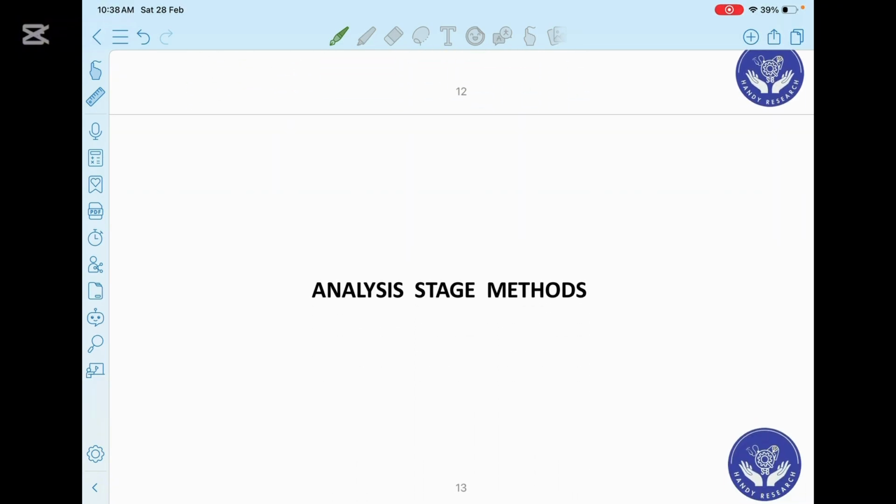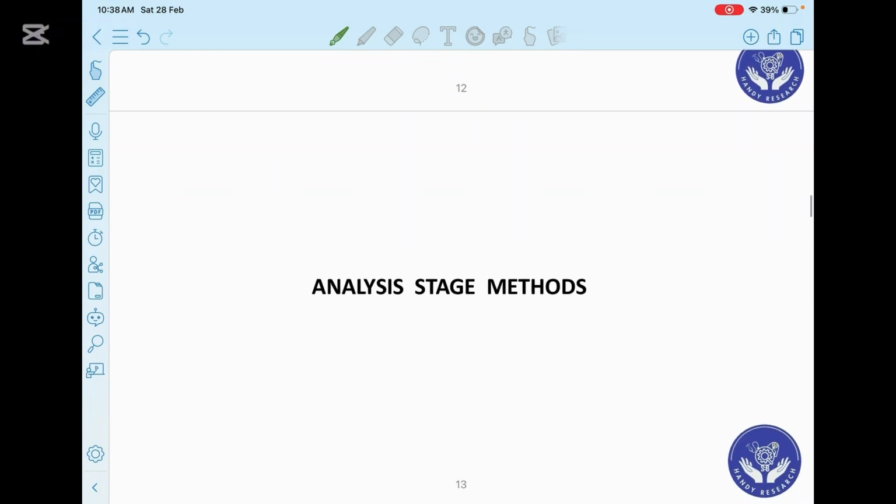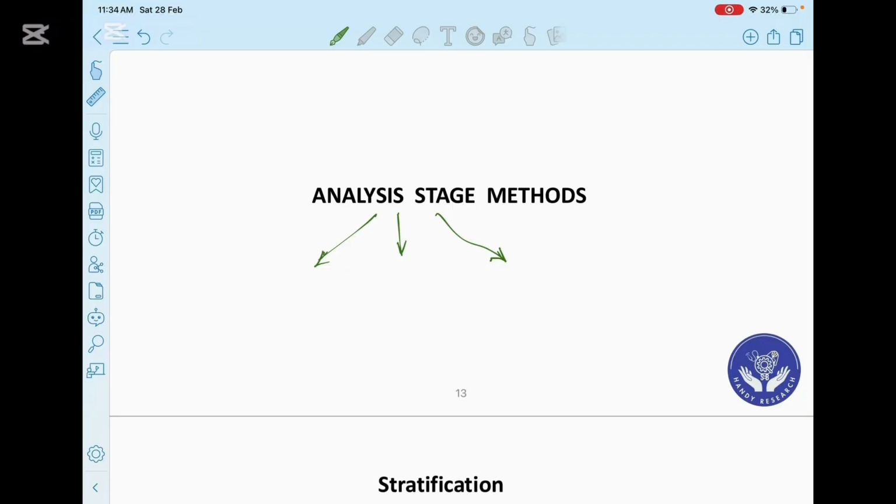Now part 3, the analysis stage methods. When design stage control is not enough, we use analytical stage adjustment. This happens after data collection. So what are the methods in the analytical stage? That is stratification, multiple regression, and propensity score.